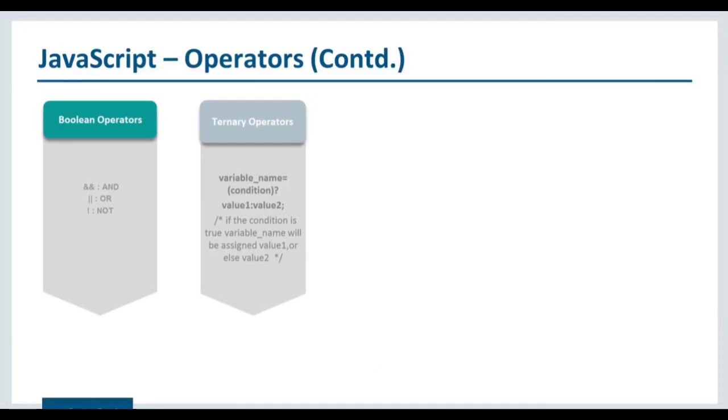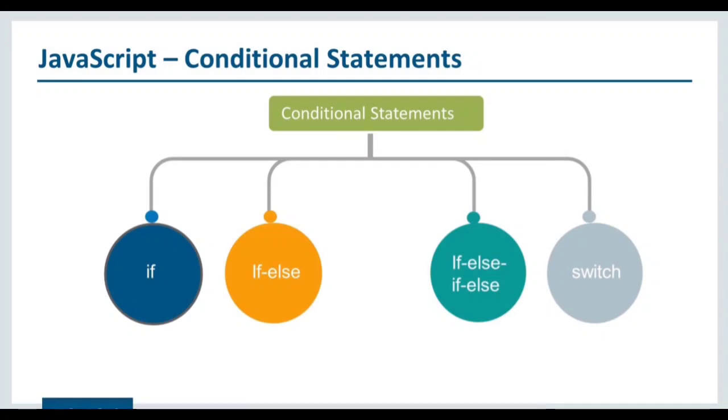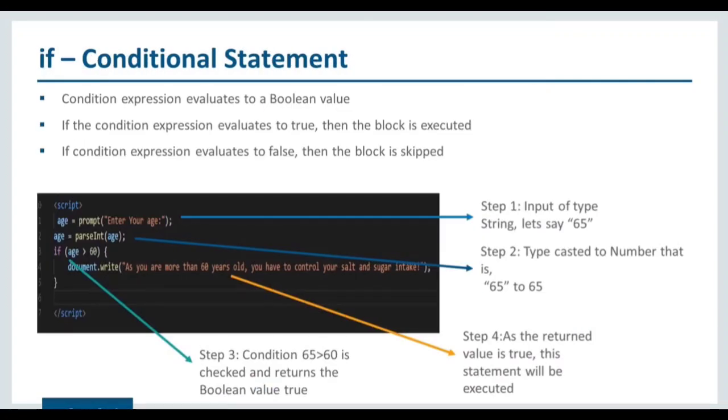So there we end our operators, and let's move on with the loops. Out of these conditional statements, we have already covered if and if-else. What is this if-else statement? As I said, if has two parts. When it is true, it will execute the if block. If it is false, it will execute the else block.